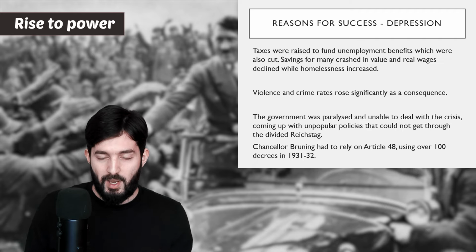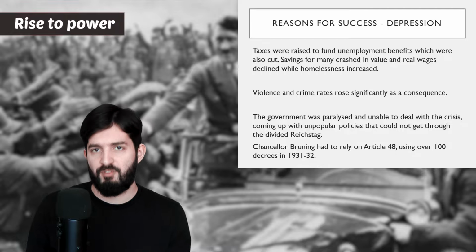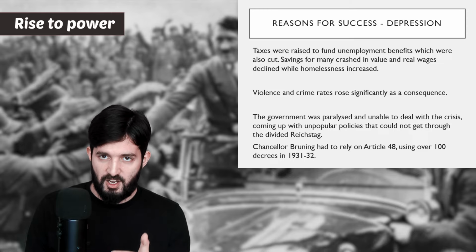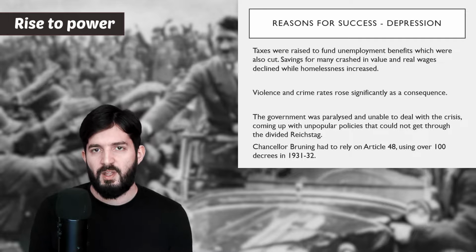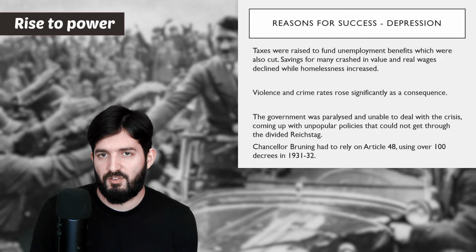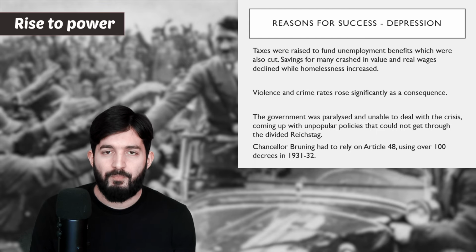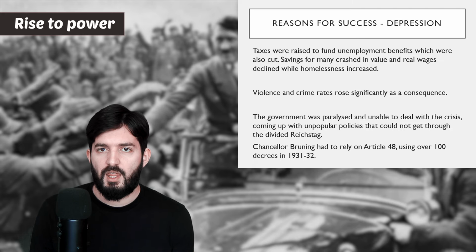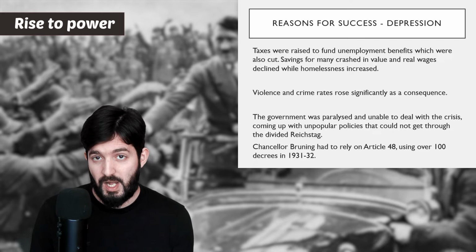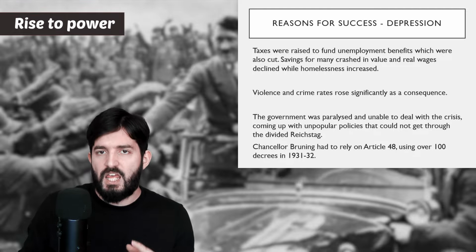Now, this is where we come back to the weaknesses of the Weimar Constitution, which we mentioned at the start of the last video. Okay, so if you've watched that again recently and remember those details well, this will all make sense. So the German government, even in the best of times, can struggle to govern effectively, but in difficult times, basically finds it impossible to govern. And the government ends up being paralyzed by the crisis and unable to deal with it. They come up with some very unpopular policies, which as a consequence, they can't get through the Reichstag. And so the government cannot get anything done.